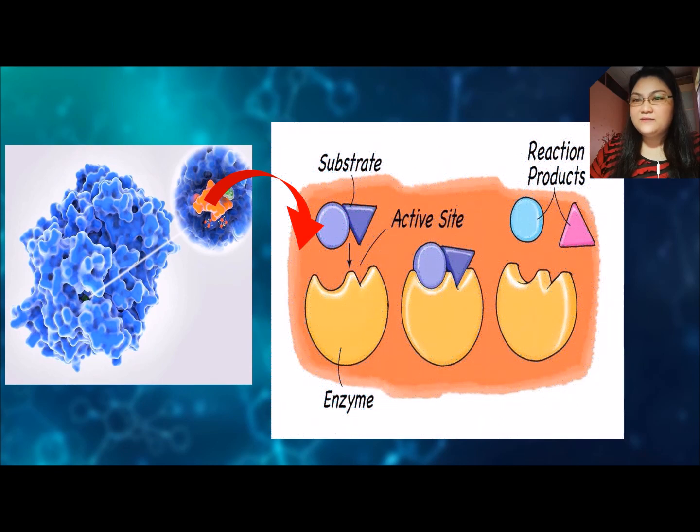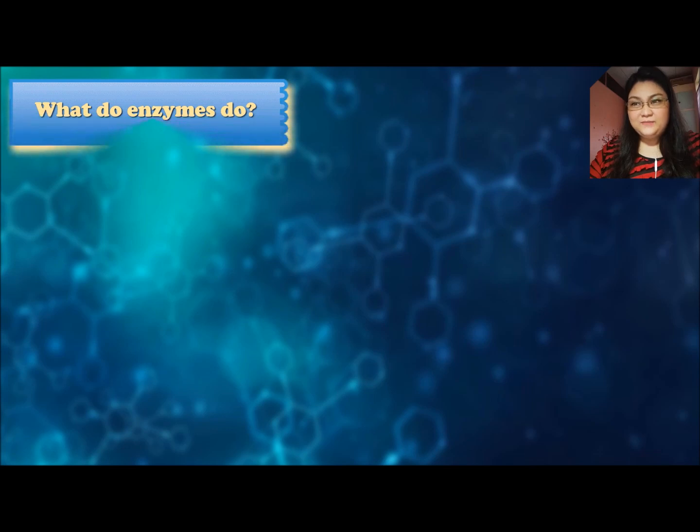Enzymes speed up or catalyze chemical reactions. In some cases, enzymes can make a chemical reaction millions of times faster than it would have been without it. A substrate binds to the active site of an enzyme and is converted into products. Once the product leaves the active site, the enzyme is ready to attach to a new substrate and repeat the process. So, what do enzymes do?